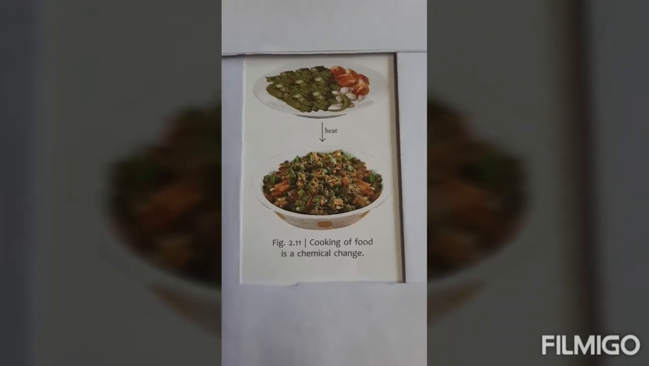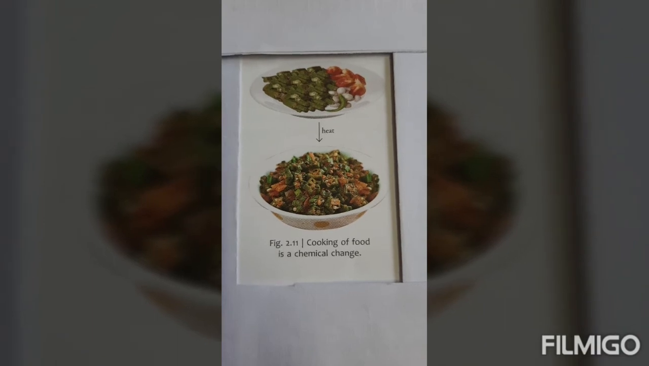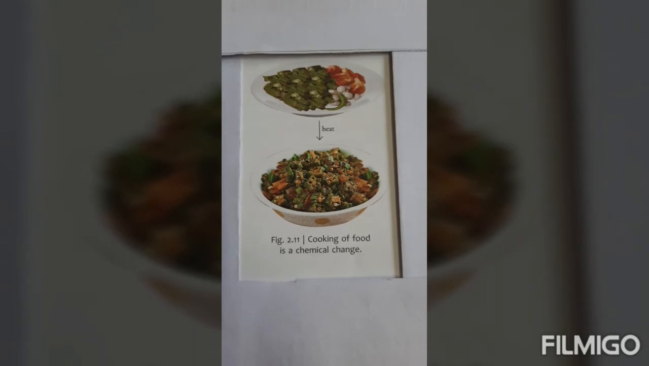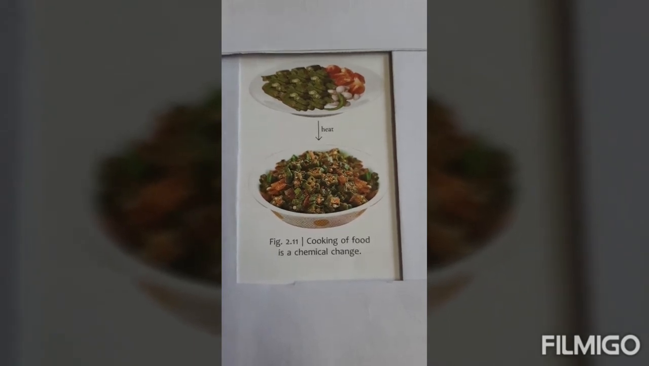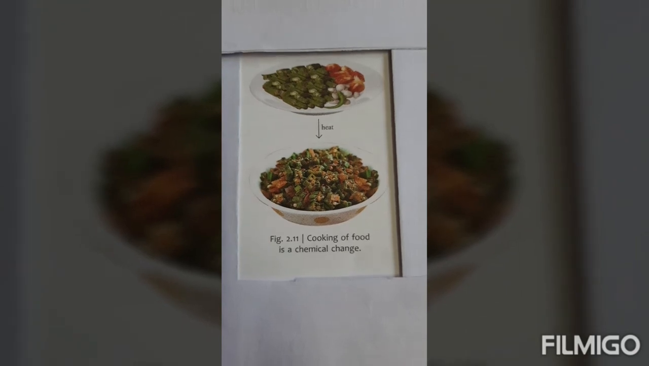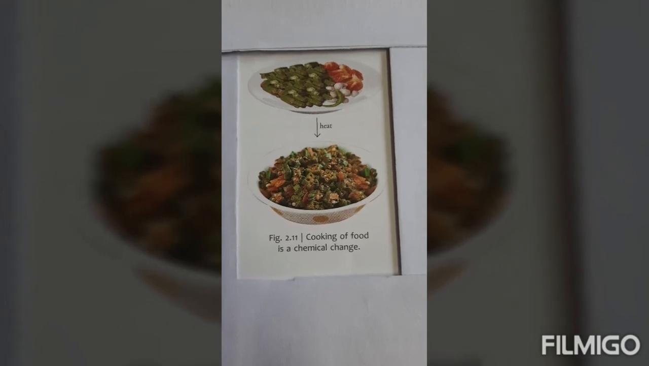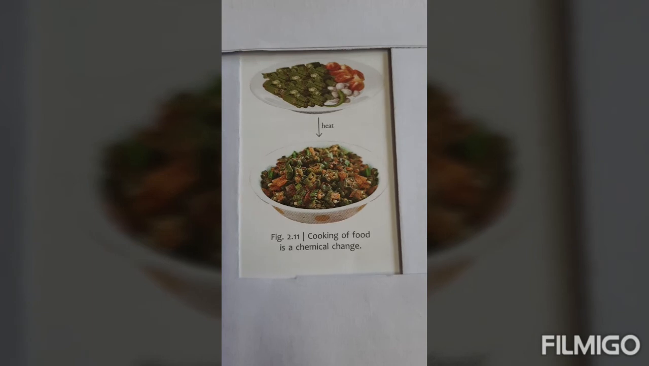Cooking of food is a chemical change. The original substance changes into new substance after cooking. The composition of the new substance is entirely different from the original, and it cannot be reversed back to its original form. Heat energy is involved in this change, so it is a chemical change.